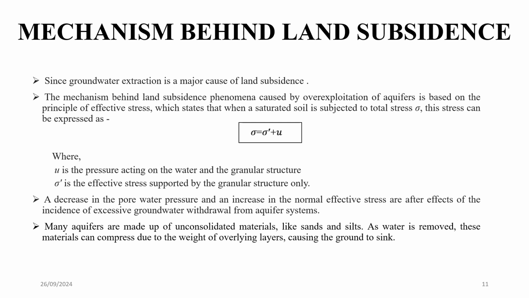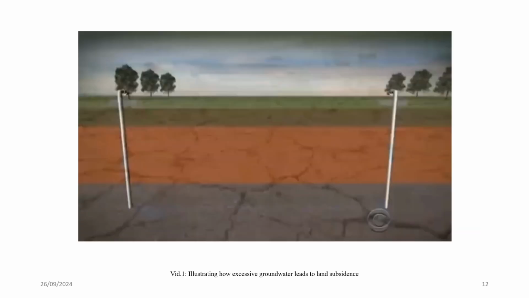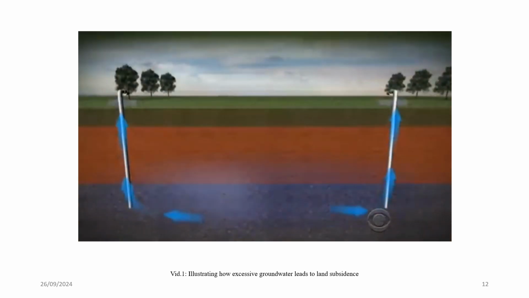A decrease in the pore water pressure and an increase in normal effective stress are the after effects of the incidence of excessive groundwater withdrawal from the aquifer system. The evolution of this process results in the compaction of the hydrostratigraphic units, which eventually leads to land subsidence. Here is a video illustrating how excessive groundwater extraction leads to land subsidence.